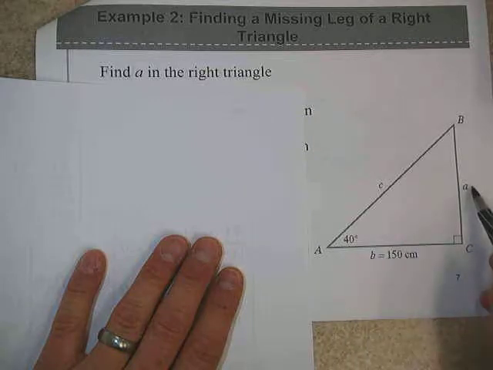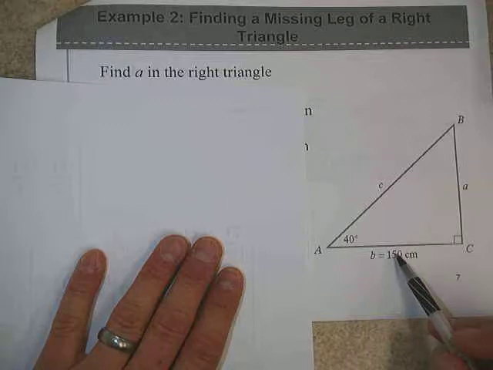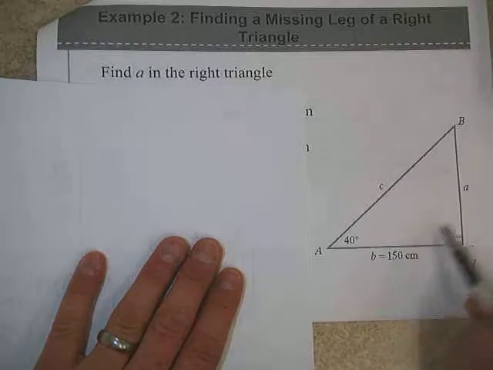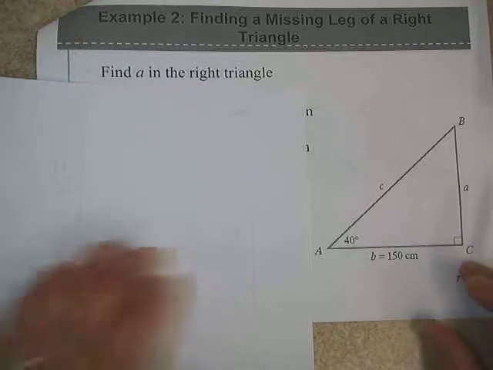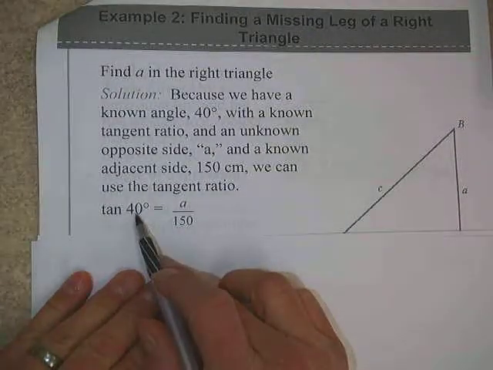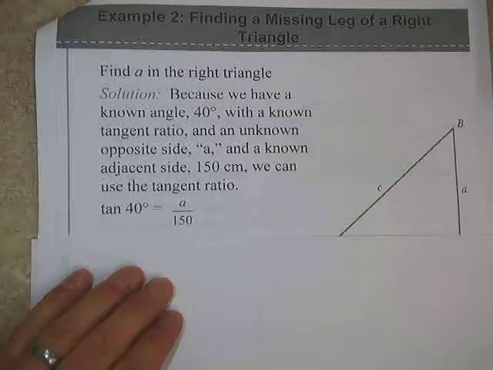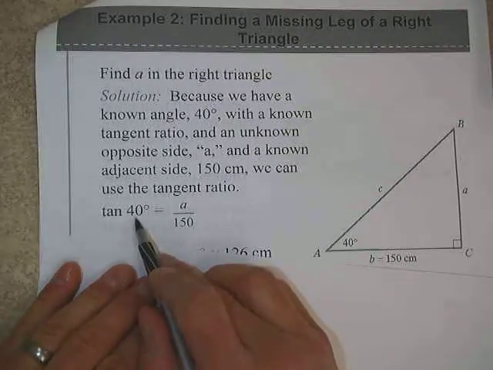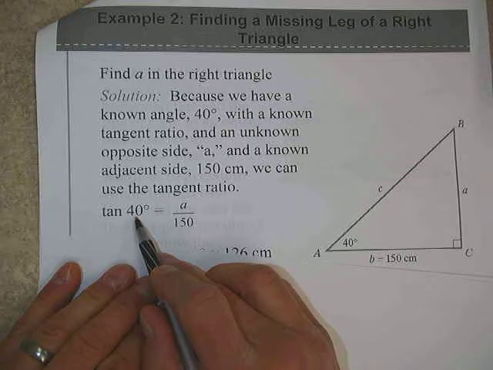So what you want to ask yourself is that if I use this angle right here, the side that I need is the opposite. The side that I have is the adjacent. So that's going to tell you which trig equation to write an equation with. And in our case, opposite and adjacent is going to involve tangent. So hence we're going to write the tangent of 40 equals A over 150.